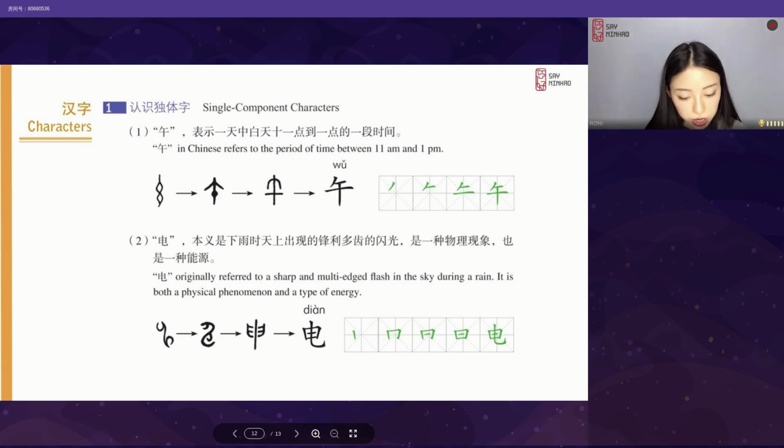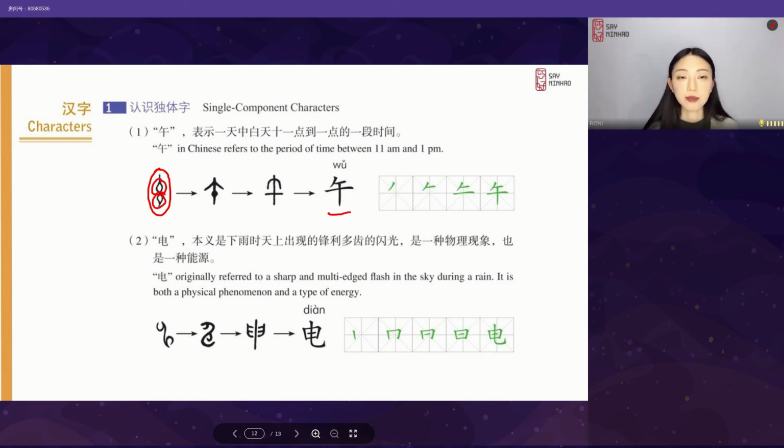Now let's move on to the next one: the single component characters for today. First one is 午, which means noon. In ancient times, it actually looked like this. It looked like two knots on a string. And now it looks like this.